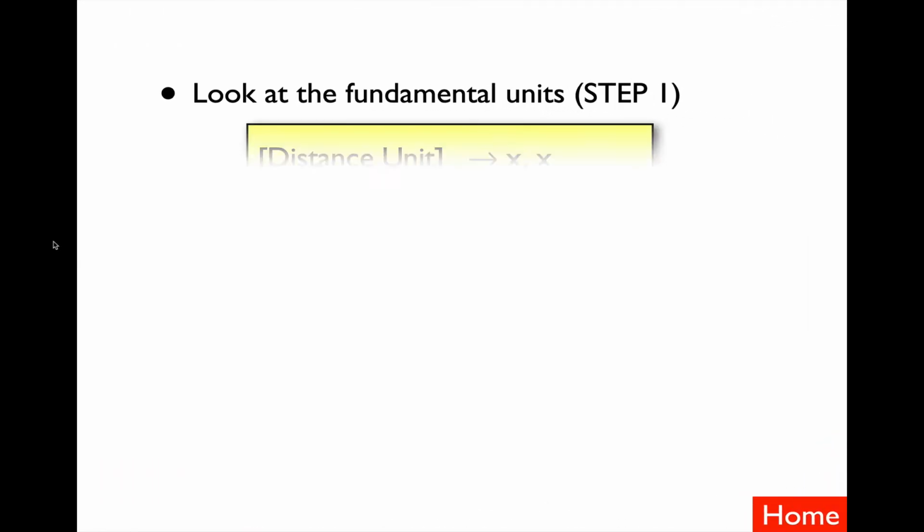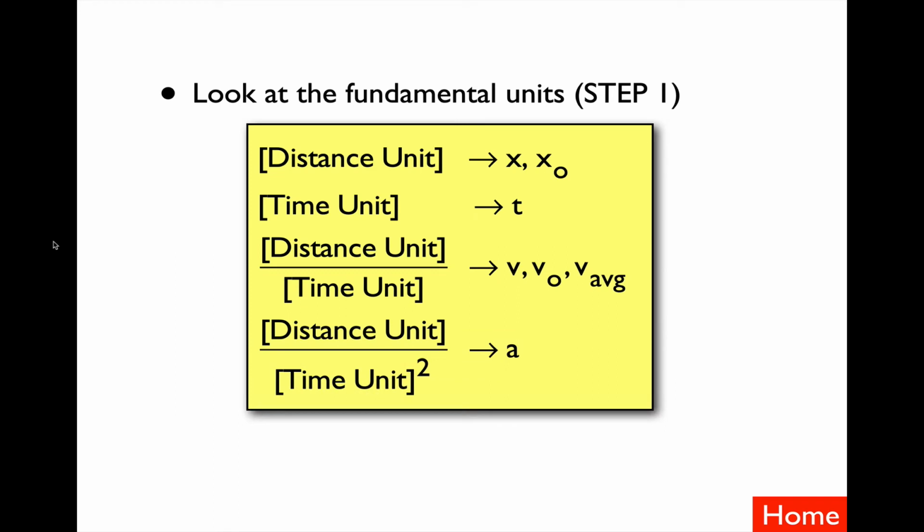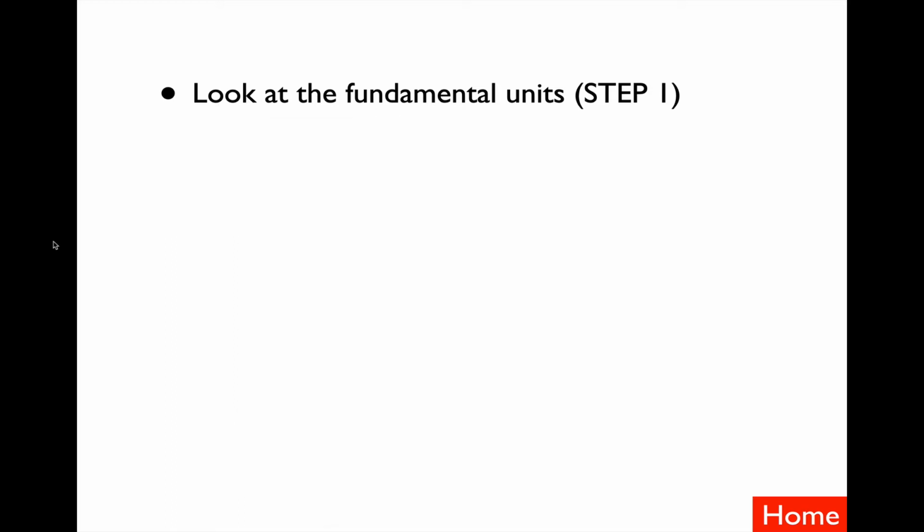So the first step we talked about is using the units as a clue. If you have a distance unit, you know that your given is either x or x naught. If you have a time unit, it's going to be the time. If you have a distance over a time, it's one of the velocities. If it's a distance over 2 time units, it's an acceleration. So that gets us set up with step 1.